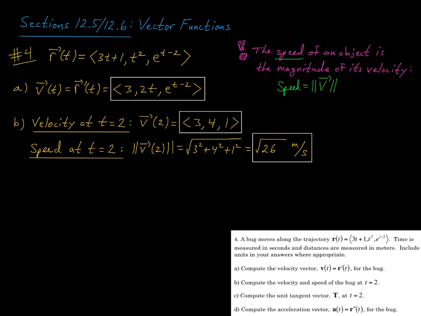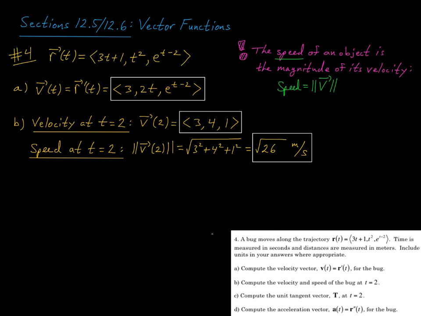The speed, on the other hand, is not a vector. It's a scalar, and by definition, the speed of an object is the magnitude of its velocity. So if I want the speed of the bug at t equals 2, I'm going to take the magnitude of this velocity vector 3, 4, 1. That's the square root of 3 squared plus 4 squared plus 1 squared, which comes out to be the square root of 26. And here I'm going to include units: since distances are measured in meters and time in seconds, the speed will have units meters per second.